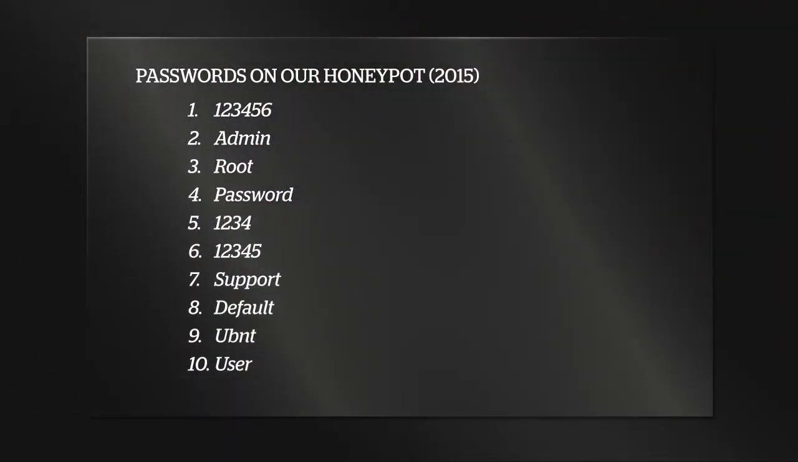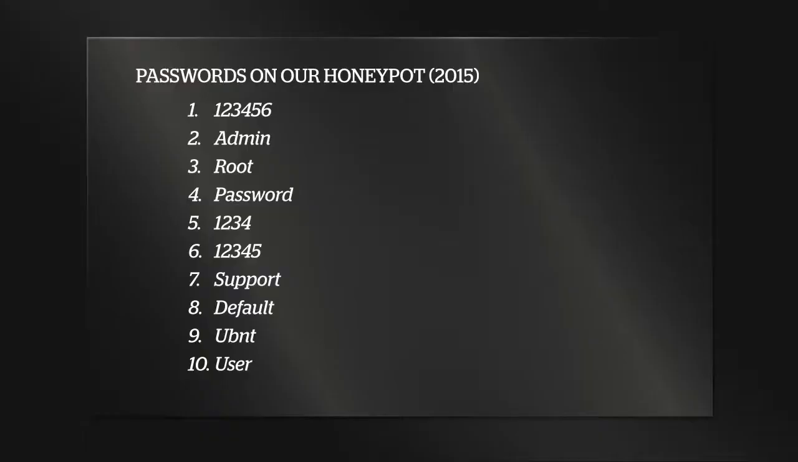Still 123456 was the top of the list. That may be a little unfair. That is the actual hard-coded password in the Kippo honeypot. If they guessed that one, they actually got in, and then we were able to watch them, see what they wanted to do. But the rest of them: admin, root, password is still there. 1234, 12345, support, default, UBNT, folks looking for Ubuntu systems, and user.